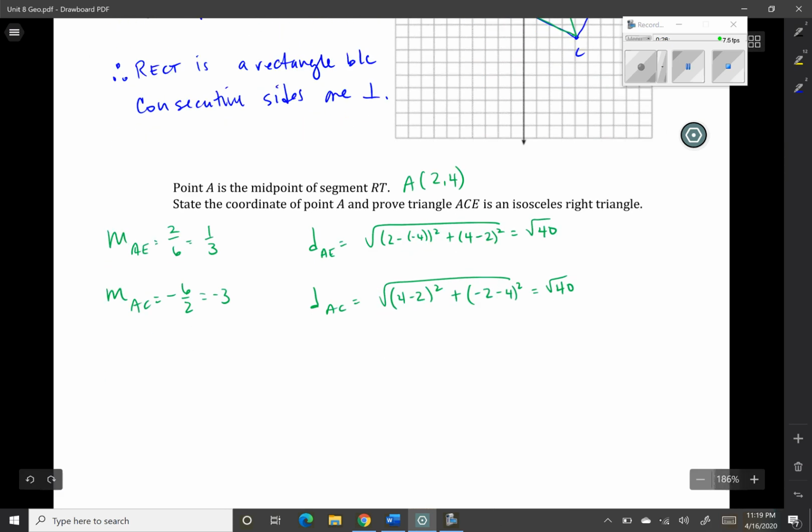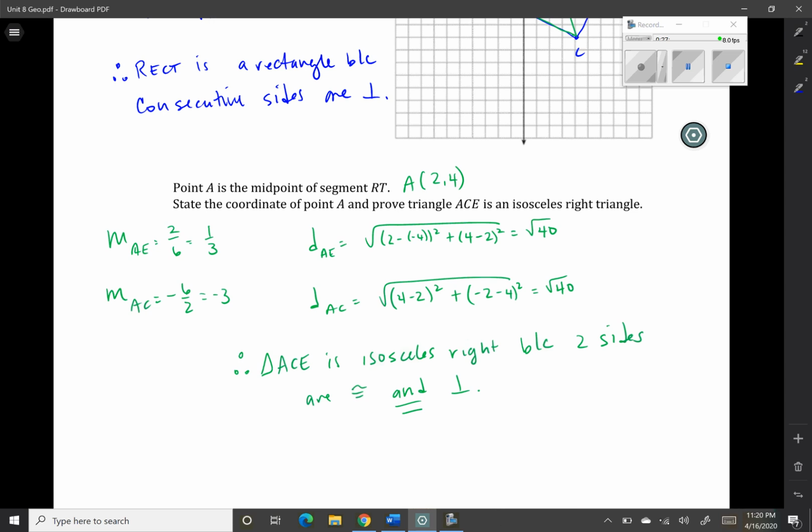So now I have enough information or enough work to be able to write my final sentence. So I could say, therefore, triangle ACE is isosceles right because two sides are congruent and perpendicular. Congruent making it isosceles, perpendicular making it right.